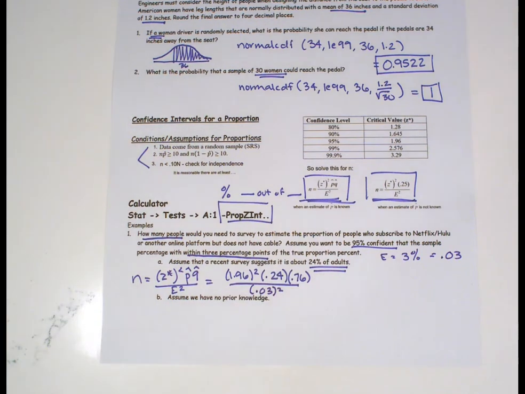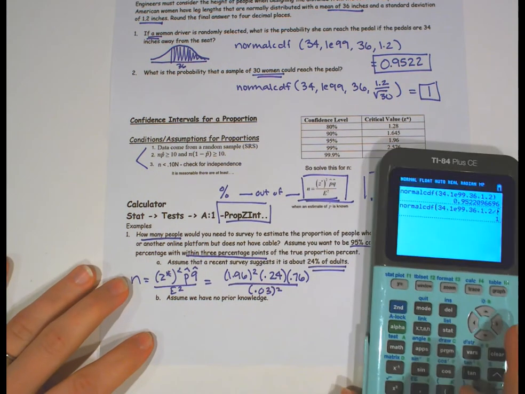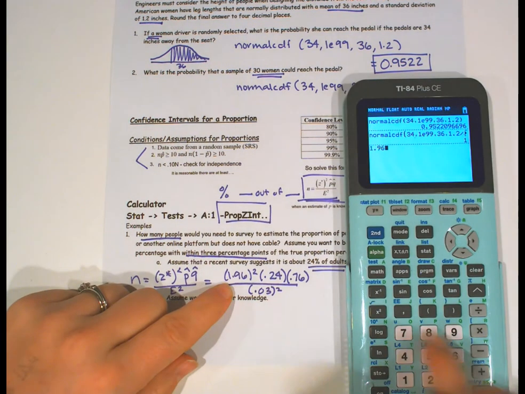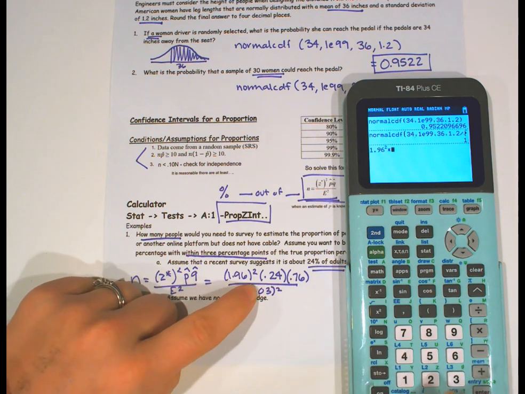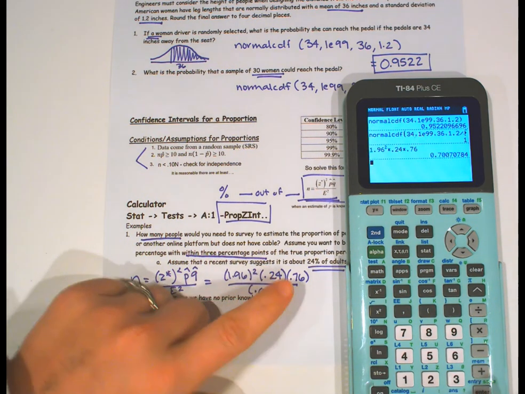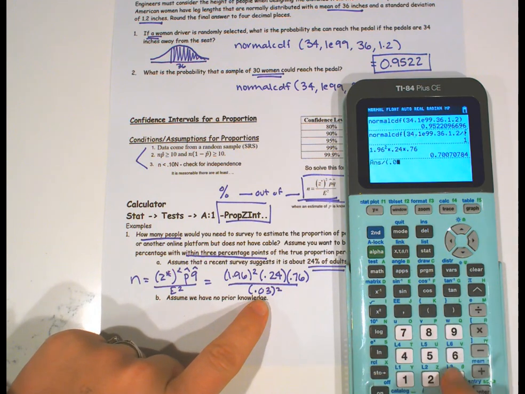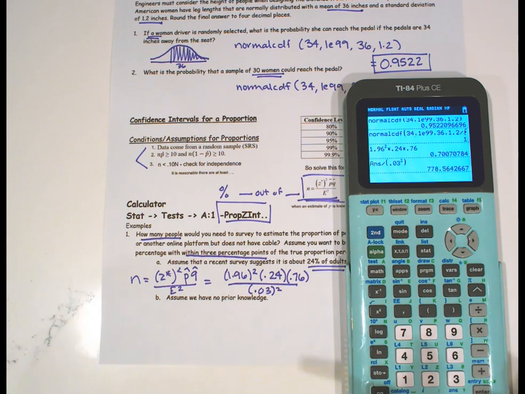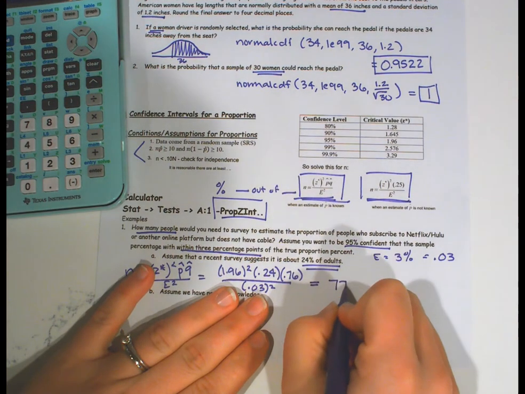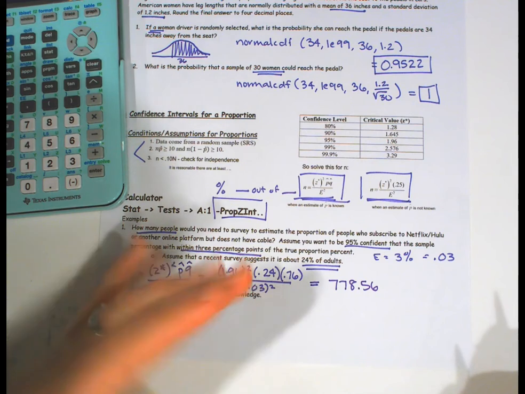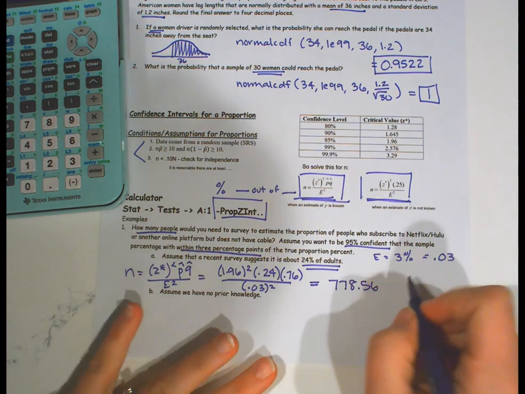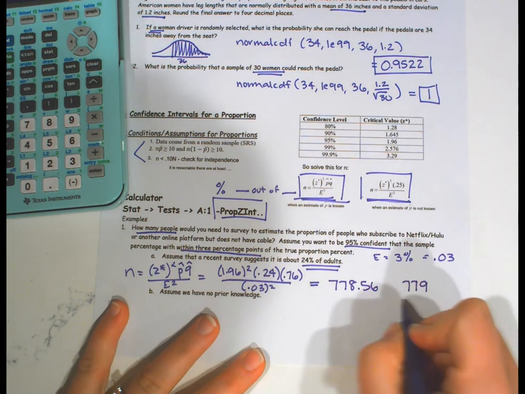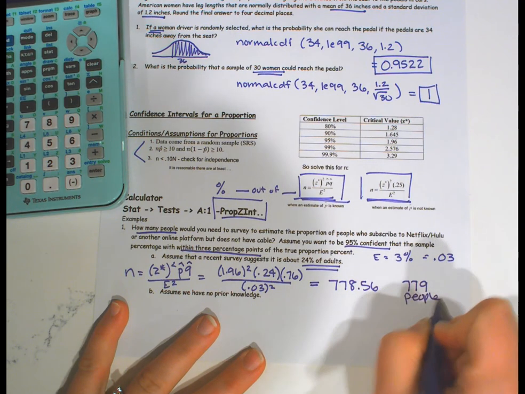So we're just going to put that in our calculator and allow that to solve for us to figure out what that sample size is. I'm going to multiply 1.96 squared times 0.24 times 0.76, and then divide that by 0.03 squared. So I get 778.56. Remember, your sample size always has to round up, because I can't ask 0.56 of a person. So to be accurate enough, I would have to ask 779 people in this case.